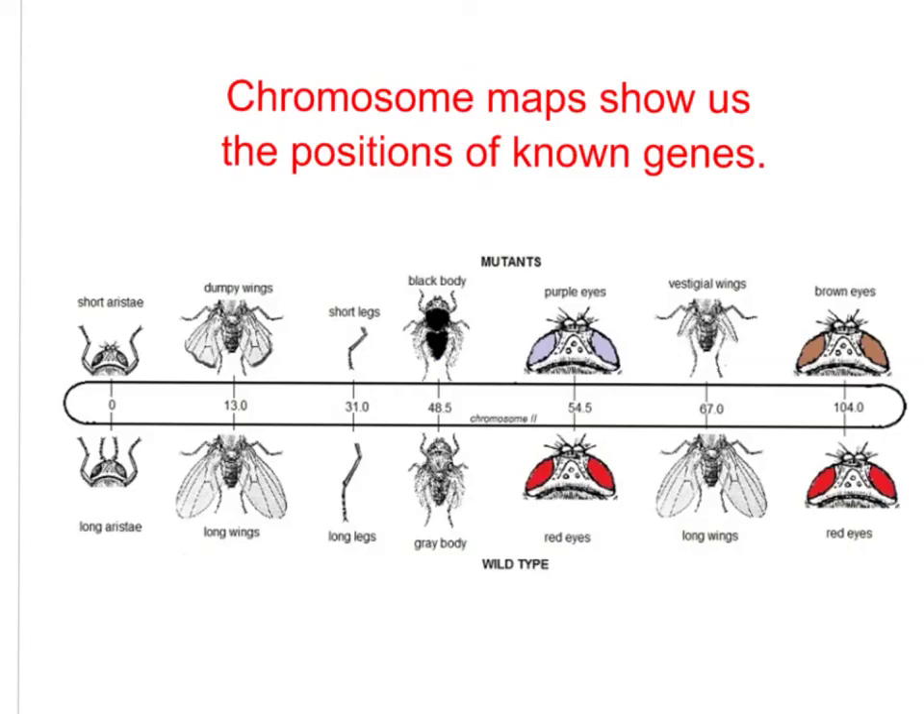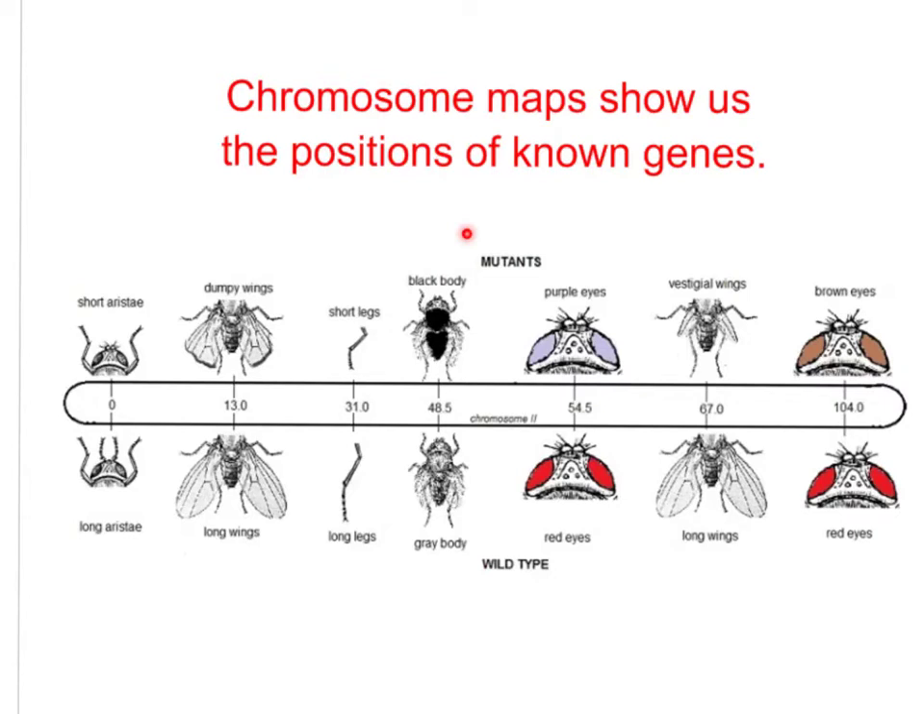Chromosome mapping is another concept that is important in helping us know what genes are on what chromosomes and where exactly on the chromosome those different genes are located. This is just showing the idea of a chromosome map for flies. A wild-type fly is the normal, natural variety, and then mutants are the unusual, different ones.